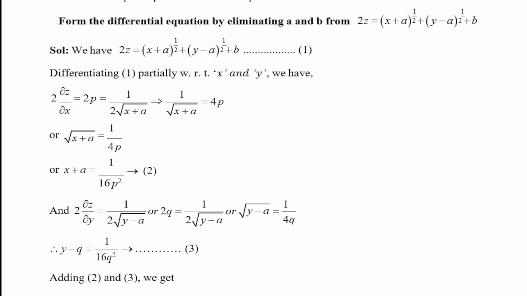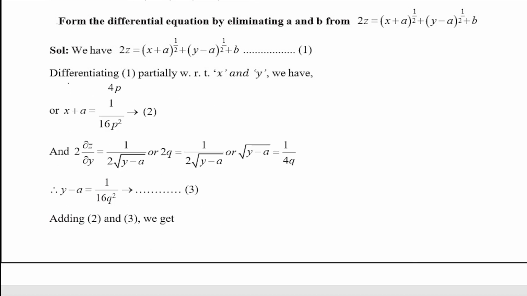Similarly, we have to differentiate equation 1 partially with respect to y. We get 2 ∂z/∂y equal to 1 by 2 root of (y minus a). You have to substitute the notation ∂z/∂y equal to q. So you get 2q equal to 1 by 2 root of (y minus a). That is root of (y minus a) value which is equal to 1 by 4q.